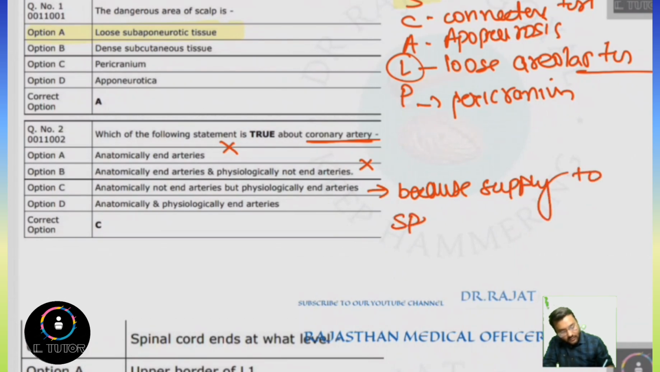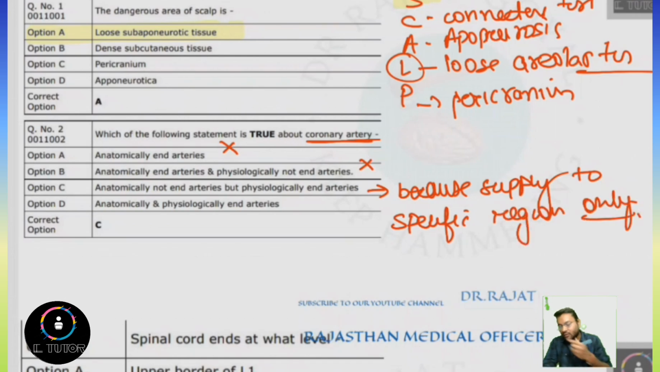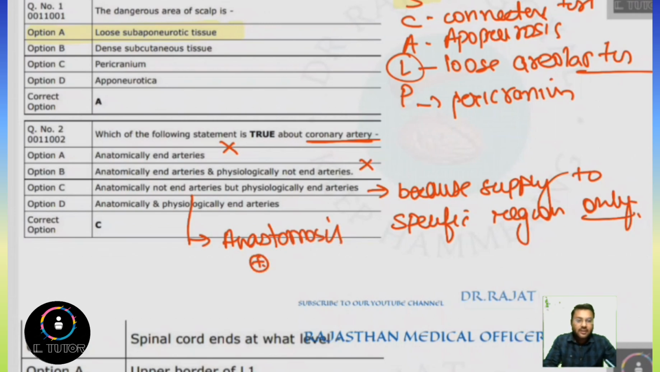Specific regions only, and they are not anatomically end arteries because they have anastomosis present. So anastomosis are present, and because they supply a specific region, we call them physiologically end arteries but not anatomically.